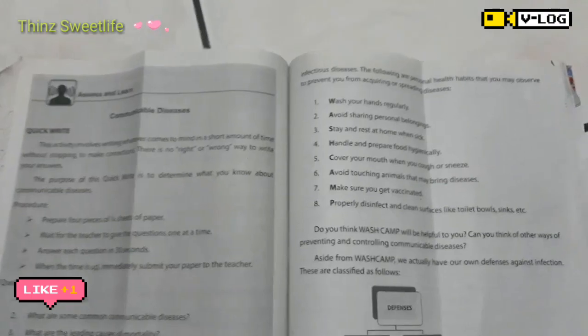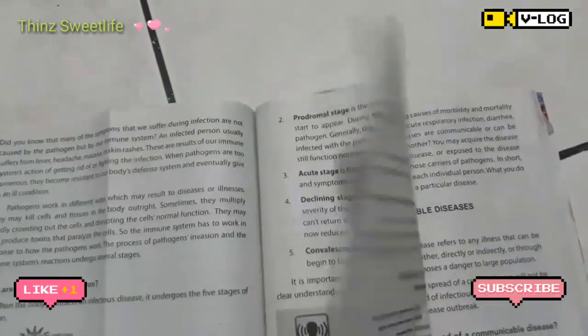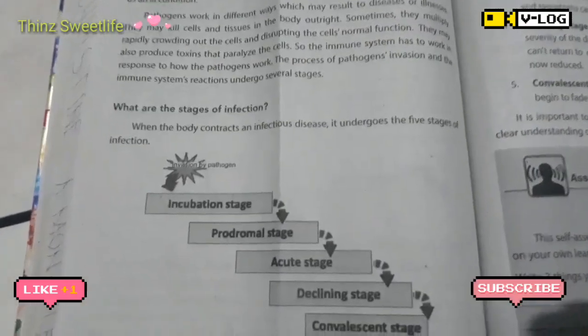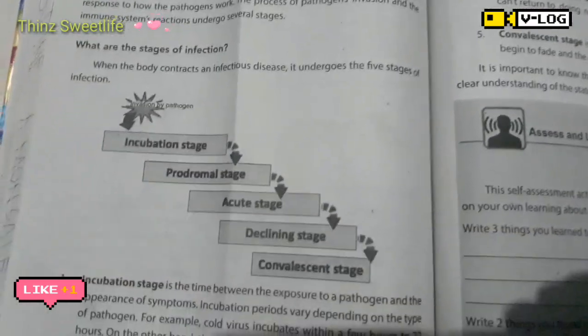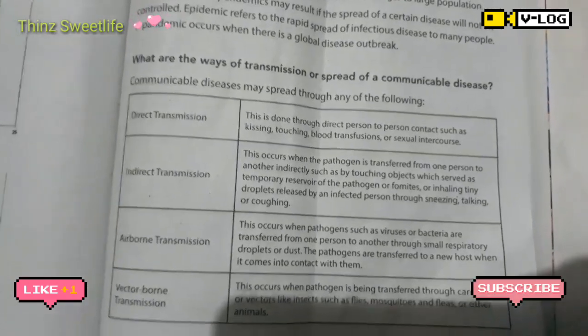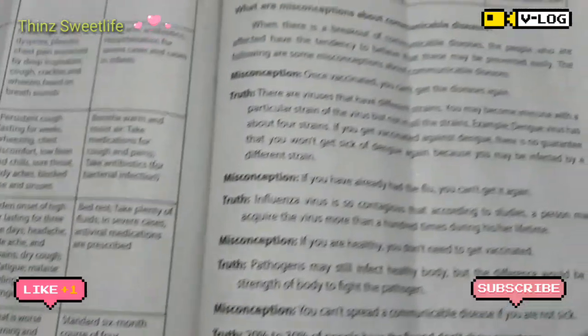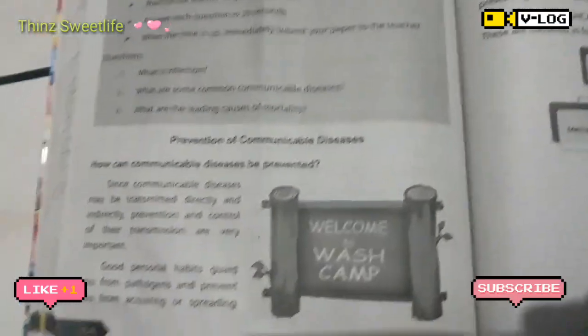So that's the end of our third mid-quarter exam review. Just remember the following: the stages of infection, the ways of transmission or spread of communicable diseases, morbidity, mortality, and the prevention of communicable diseases, WASH CAMP.